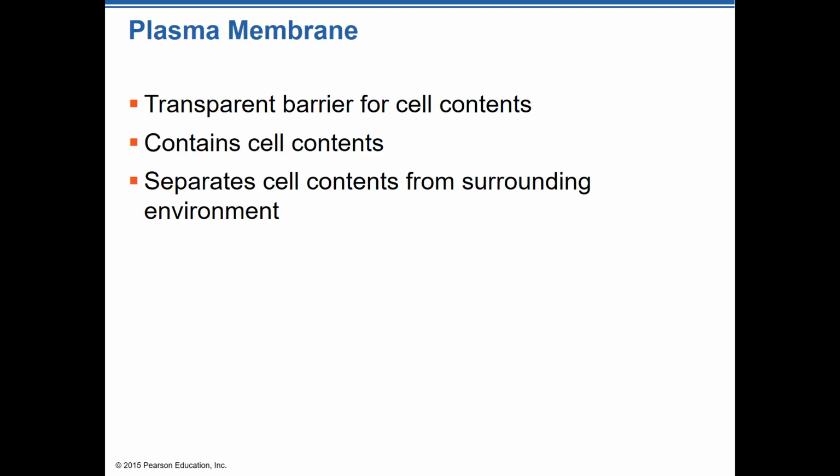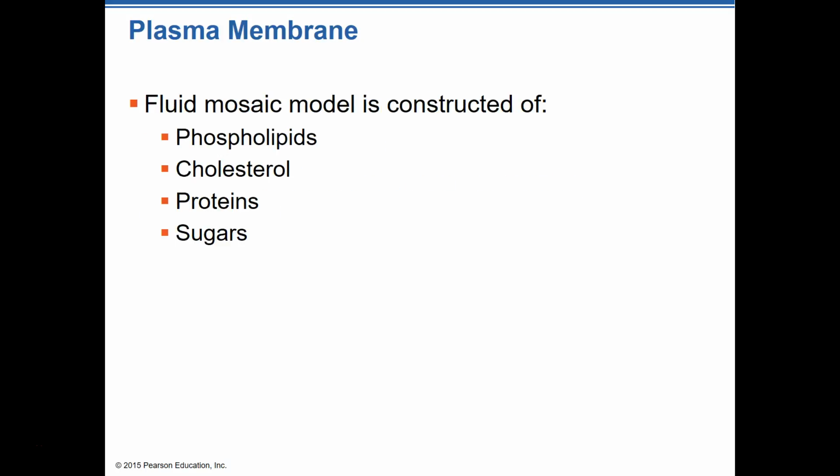It's vitally important that cells maintain their own internal environment, otherwise they wouldn't survive. Much like your house, it's kind of tough to manage the temperature inside of your house if it doesn't have walls. Same way with cells. That plasma membrane is very important to doing that. It does contain some cell contents, and it separates the cell, like I said, from the surrounding environment.